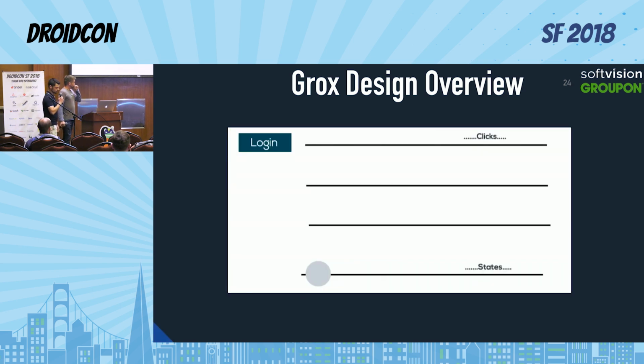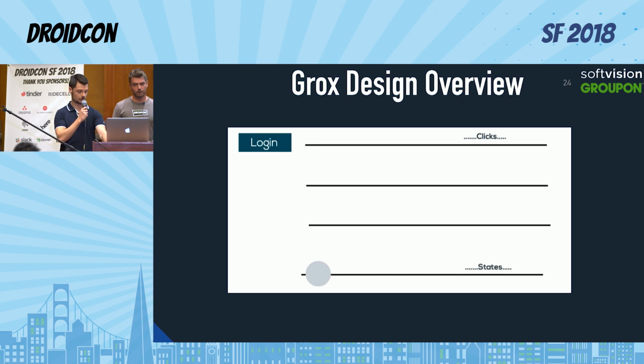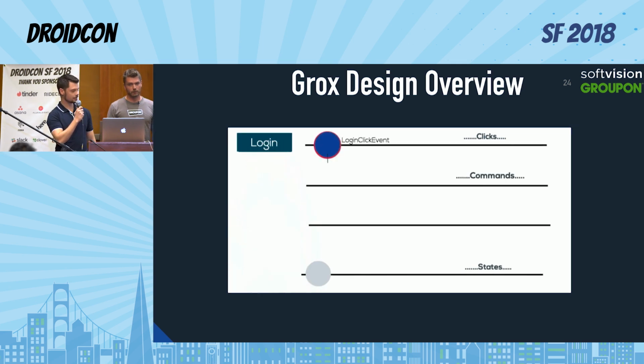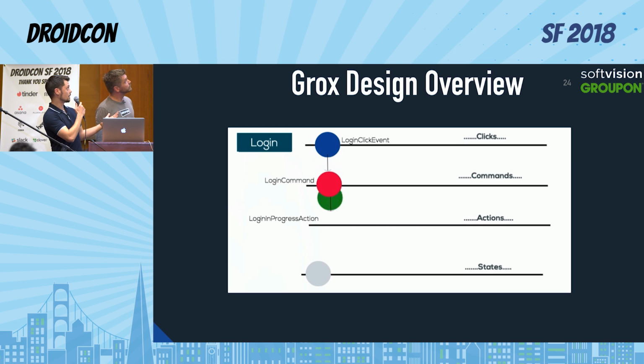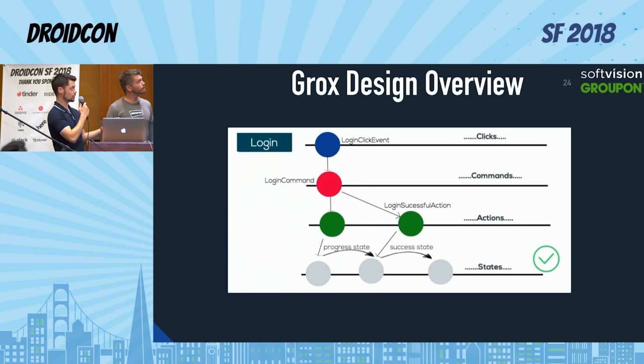Yeah, so before we jump into code and examples, I'll provide you another overview with a login example, which we will use for the rest of the presentation, because we all have some login in our app. So let's see what happens when a login click event is performed. The user clicks login, and then you get a login command that will generate a login in progress action that will change your state to display a progress on the UI. Next, when the network request finishes, we have a login successful action that again will change the state. We'll use that state to display something on the UI, maybe the user information. So this is basically a timeline of the Grox design.